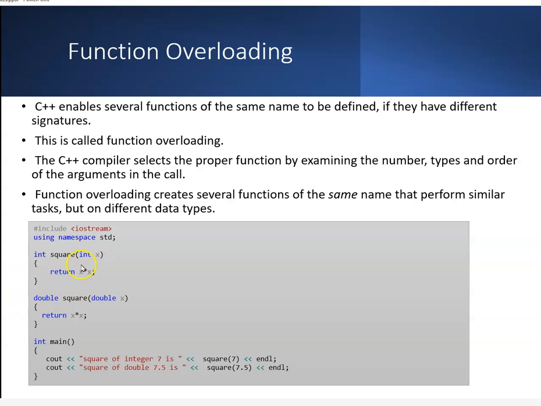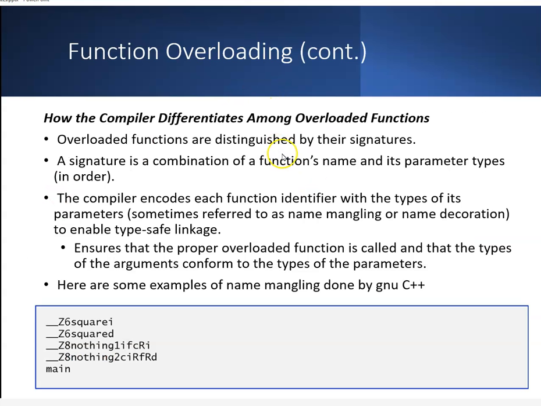So here, for example, we have square, which is defined in an integer. We have square, which is defined in a double. C++ is smart enough to know how to pick the appropriate version. It looks for one that matches int. Now, the compiler differentiates among overloaded functions by their signatures. The signature is a combination of a function's name and its parameter type in order. The compiler encodes each function identifier with the types of its parameters to ensure type-safe linkage. In other words, so that the right types match.